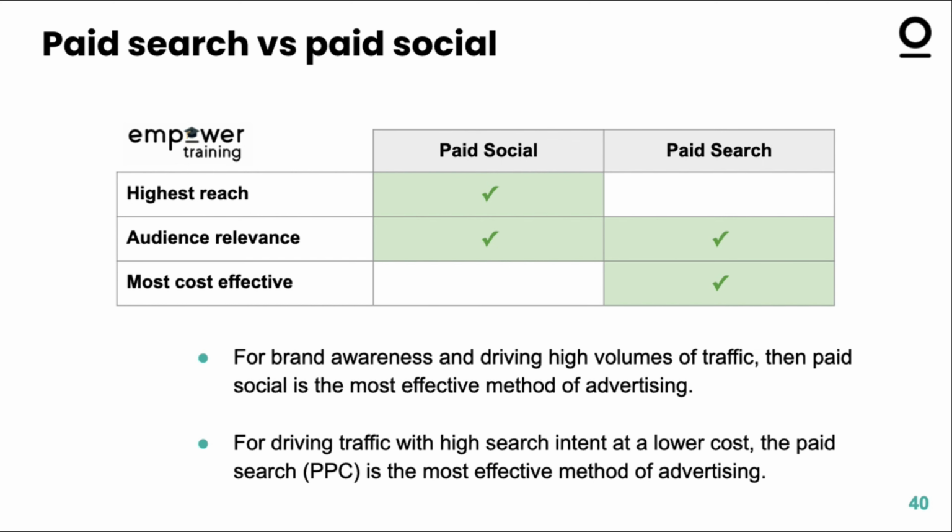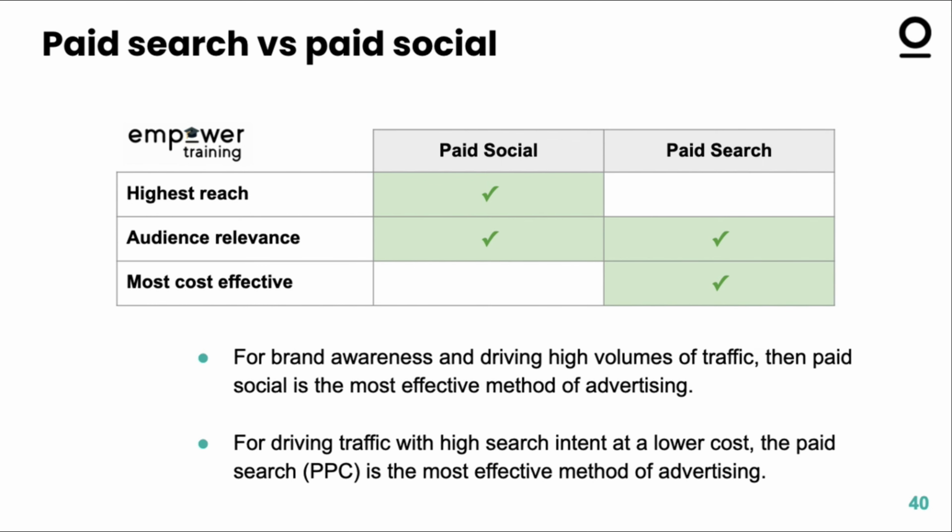In terms of cost effectiveness, paid social can actually be quite expensive to reach a large amount of people or to get them to take action. Paid search is generally a bit more cost effective, especially if you have access to the Google Grants program, where you get $10,000 per month for free as part of a Google grant. We'll cover that in a separate training session on Google Ads.